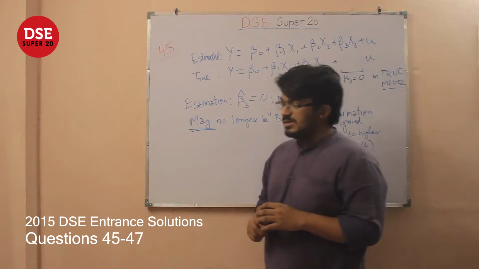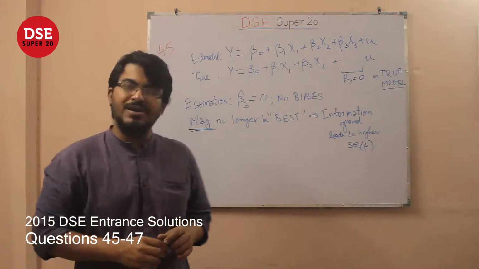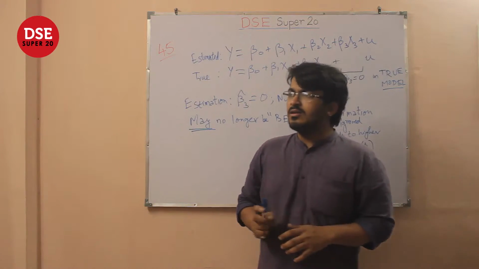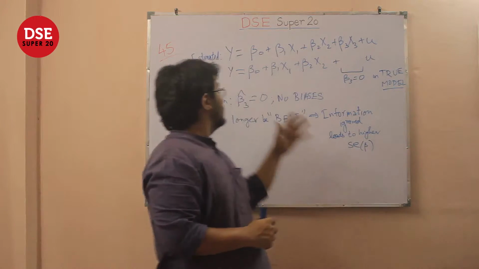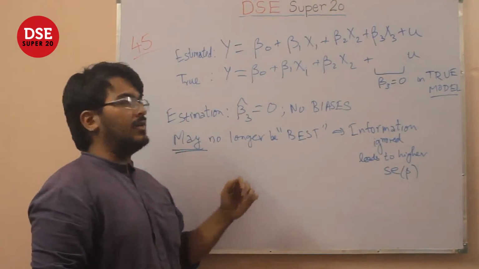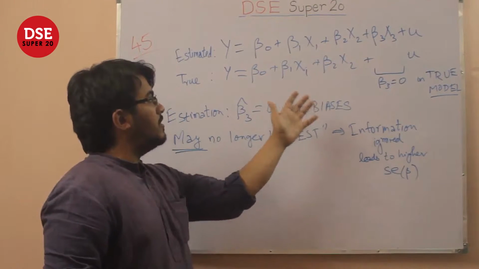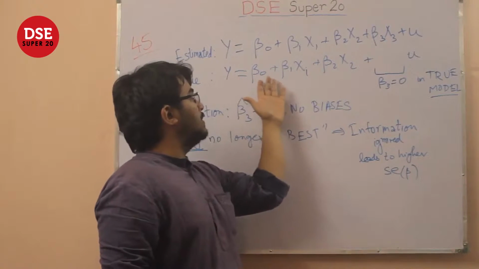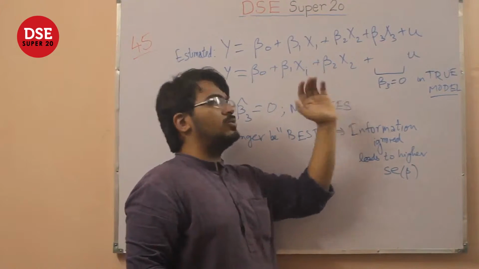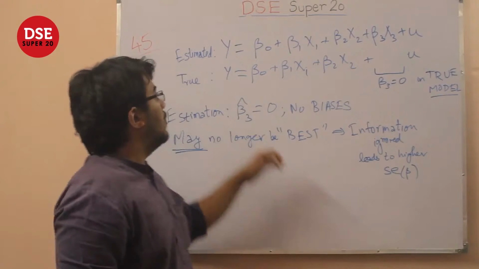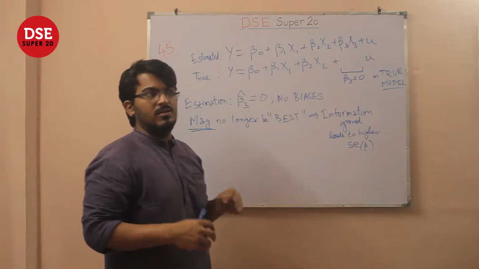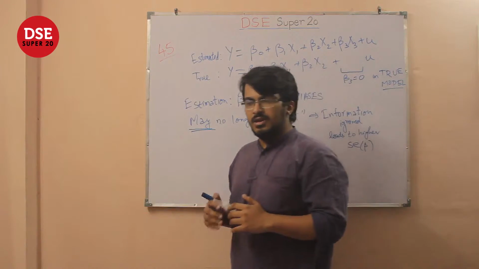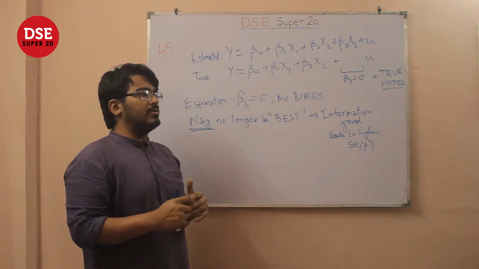Question 45 deals with the question of what happens when you overfit a regression model. Let's say that you have a model where a certain dependent variable y actually depends on two independent variables, x1 and x2. So the true model is y equals beta naught plus beta 1 x1 plus beta 2 x2 plus errors. Now let's suppose that we overfit this model by thinking that another variable, say x3, is also relevant to the regression.